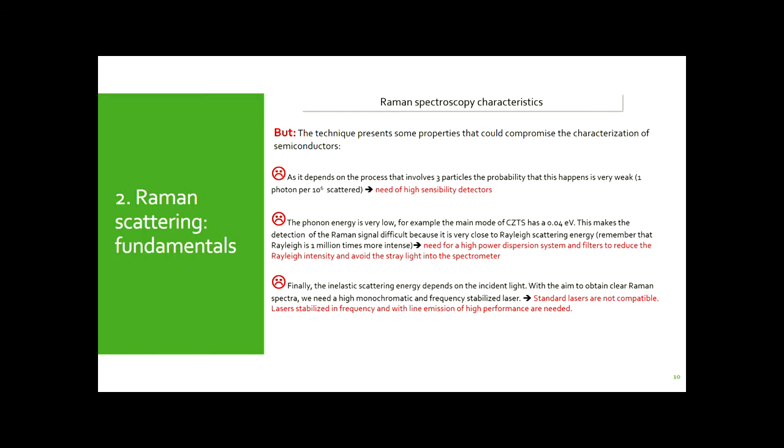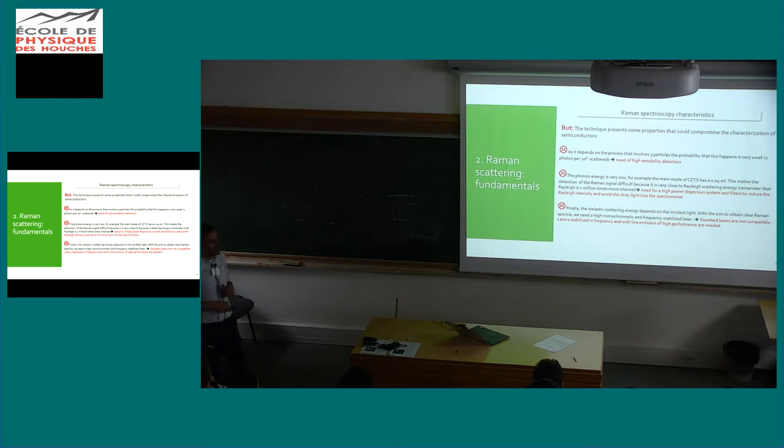And finally, this inelastic scattering energy depends on the incident light. So if you change your incident light a bit, you can have an impact on this inelastic scattering energy. Then you need a highly monochromatic and frequency stabilized laser, because if it's not monochromatic, you can have a real shift in the peak, and then filtering this from the Rayleigh peak could be much more difficult. So standard lasers are not compatible with Raman, and we need lasers specially stabilized in frequency and with a very, very narrow emission line. So we need a special system for a Raman setup if you would like to build one.